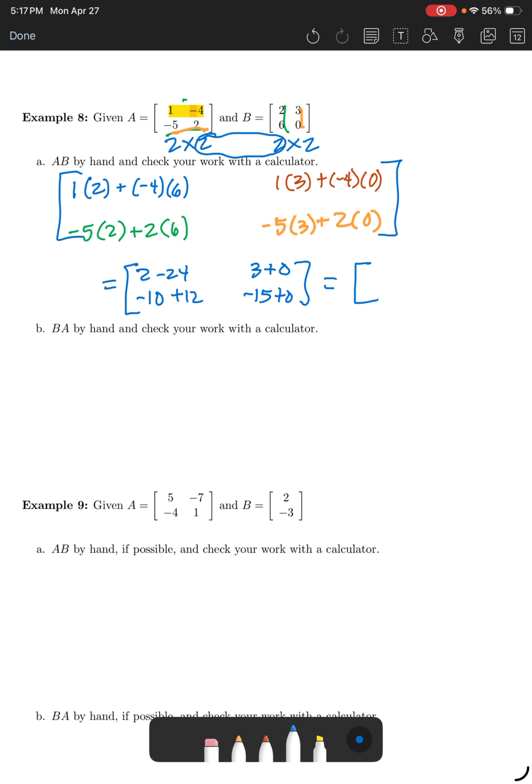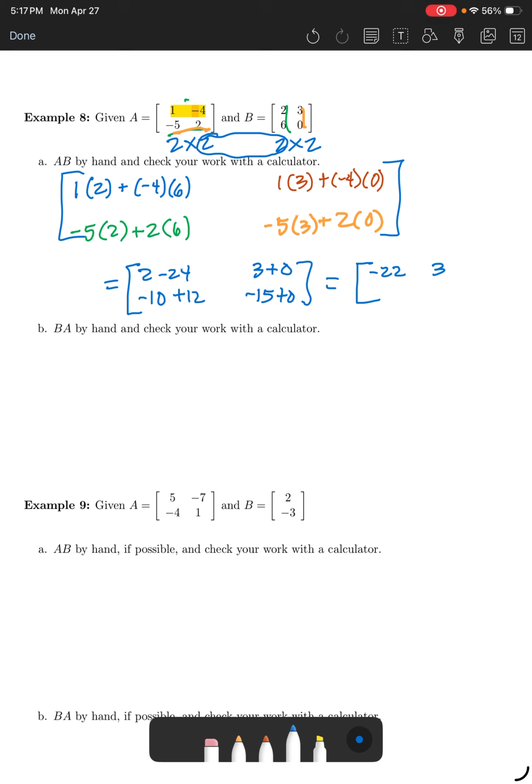So almost there. Top left corner 2 minus 24 will be negative 22. Top right corner 3 plus 0 will be 3. Bottom left corner negative 10 plus 12 will be 2. And bottom right corner negative 15 plus 0 will be negative 15.